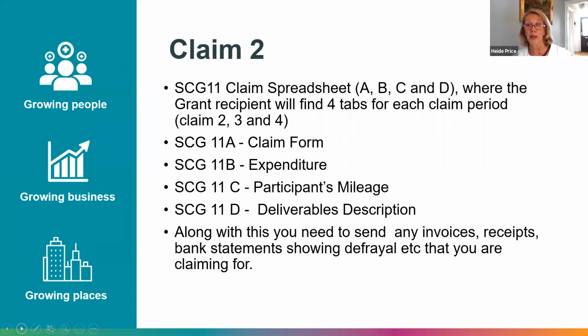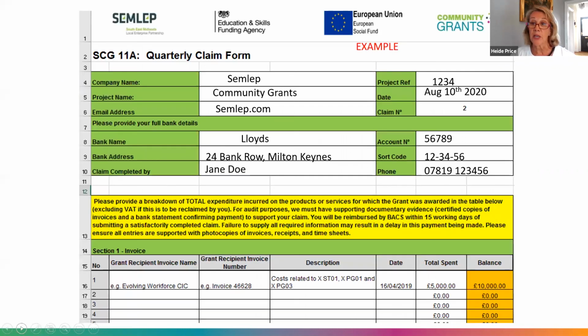When you send in this claim, you need to send in any of the invoices, receipts, bank statements showing the detail, anything that you're claiming for. Bank statements, obviously, can be redacted of any personal information, just ink it out, but we just need to see that your staff have been paid or the tutors are being paid and the invoice is there.